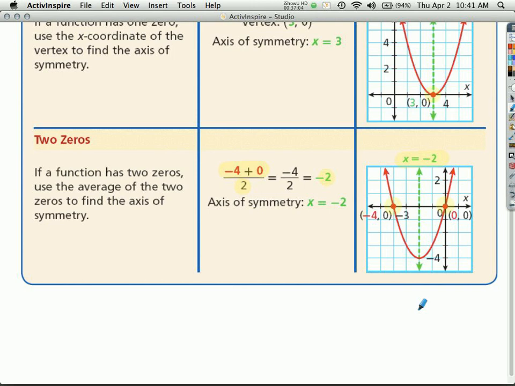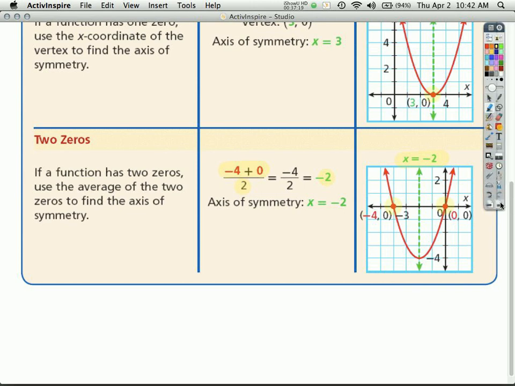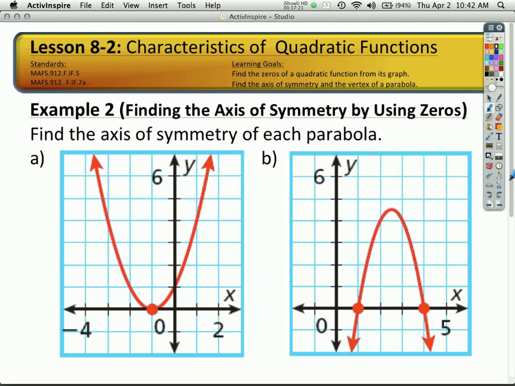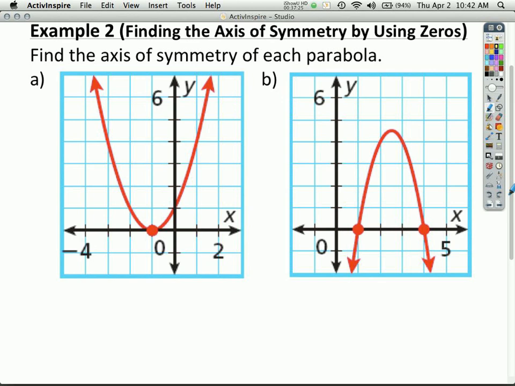This was the real reason why I gave you that little extra notes companion, so that you could draw right on that rather than having to redraw the picture and then draw it out. So if you flip that sheet over, you're going to see the next couple of examples. You should also have a ruler at your desk, as I had indicated earlier. So find the axis of symmetry of each parabola.